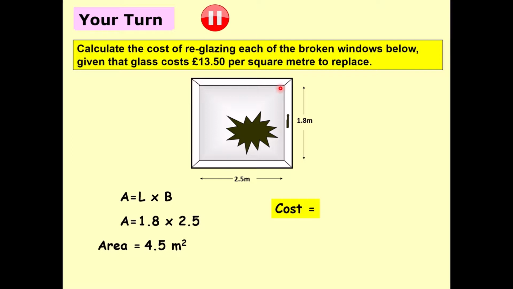And we know the cost is £13.50 per square metre. If we've got 4.5 square metres, we can multiply those together to give us £60.75. So well done if you got that one right.